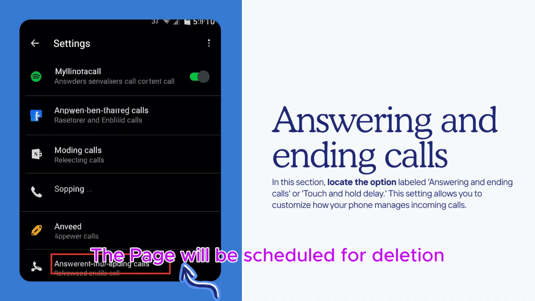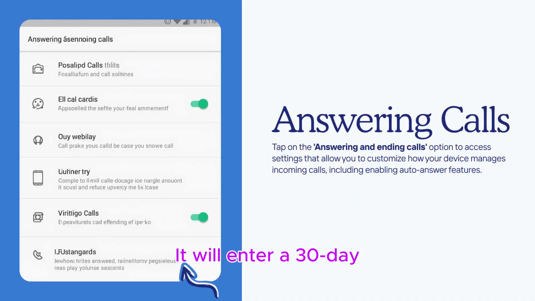The page will be scheduled for deletion. It will enter a 30-day deactivation period. During this time, you can cancel the deletion. After 30 days, the page and all its data will be permanently deleted.